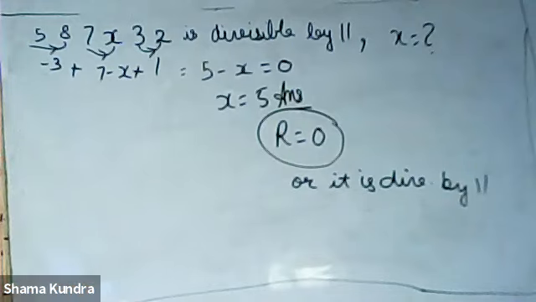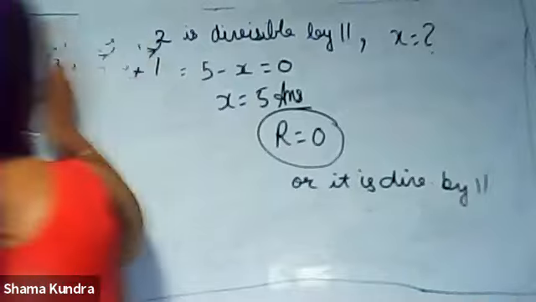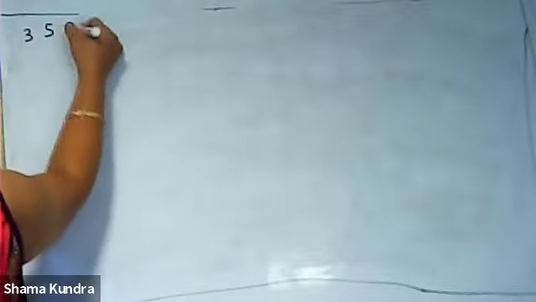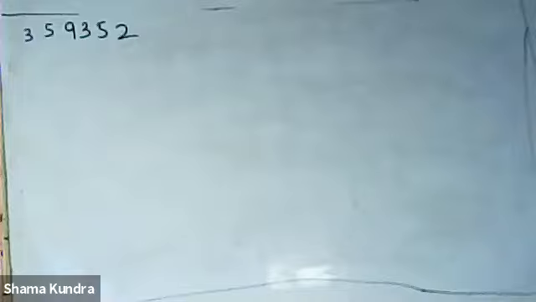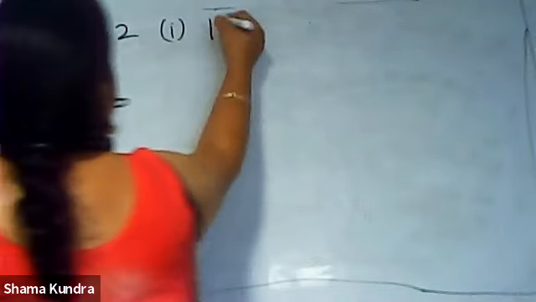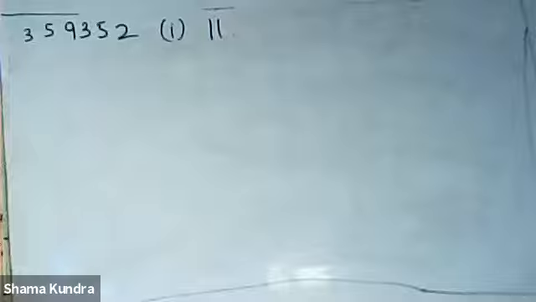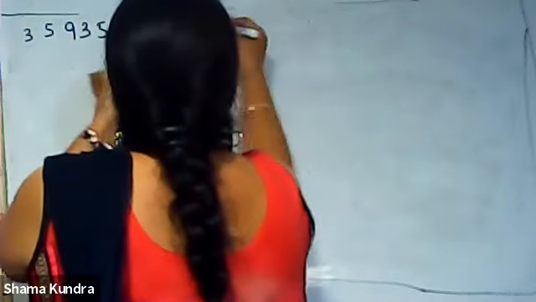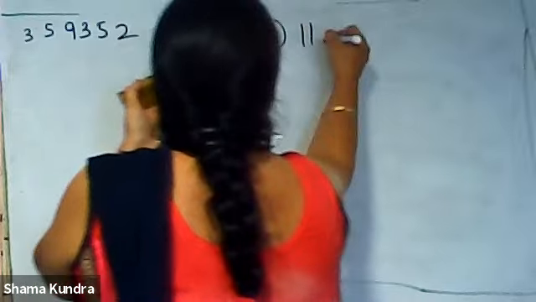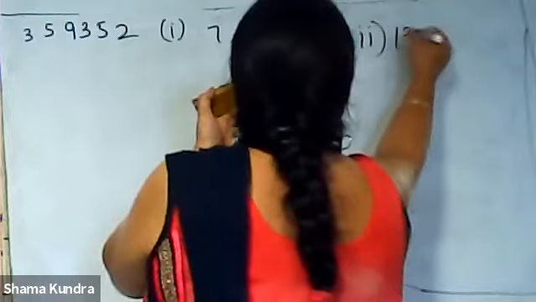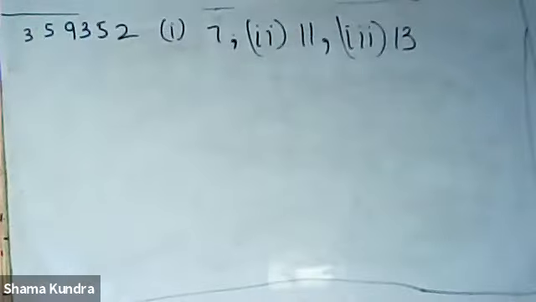Now see one more example. The statement is 359359352. Is it divisible by 7, 11, and 13? Whether it is divisible by 7, 11 or 13.